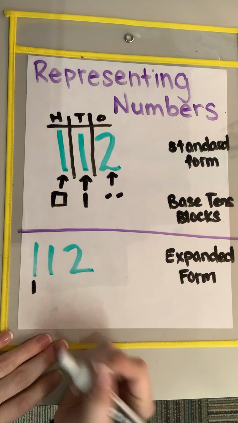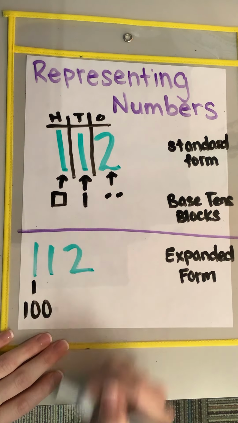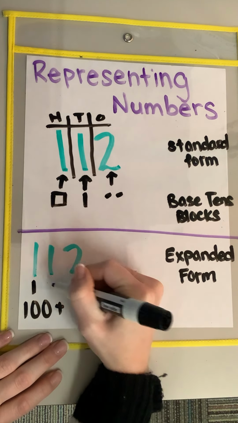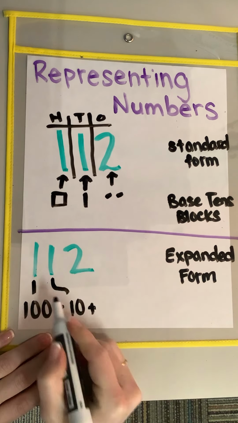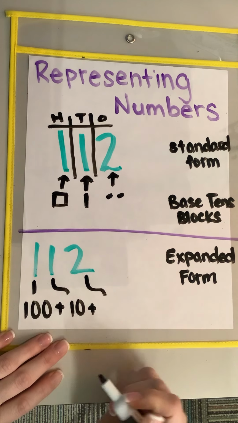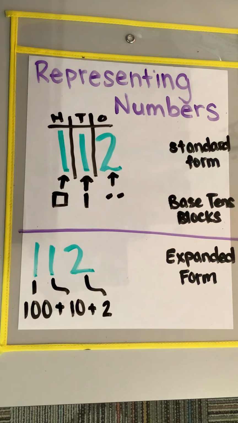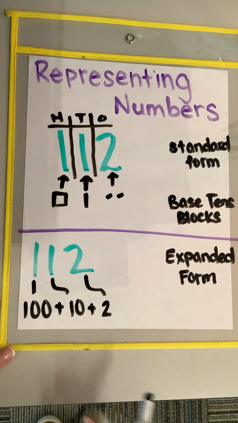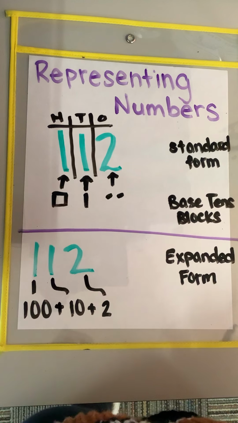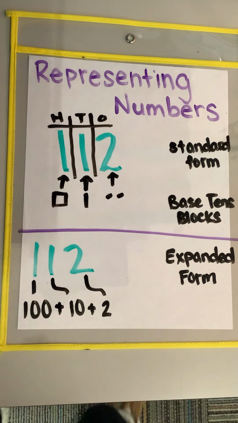So in the hundreds place, I know that there's a 1, so I would have 100 plus the tens place, which is 10, and then the ones place I'm adding on the end, which is 2 ones. 100 plus 10 plus 2 is the expanded form of 112. You guys are doing a great job practicing your representing numbers.